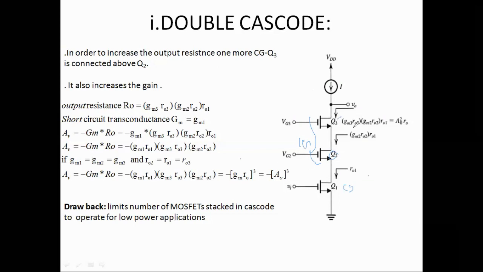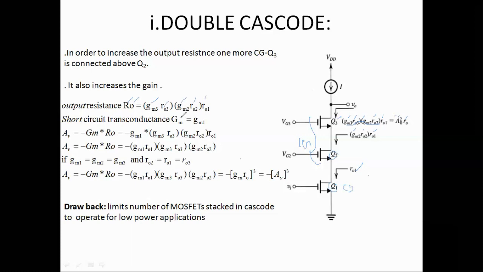Now let me calculate the output resistance looking at the drain of Q3. The output resistance of the common source Q1 is r01. The output resistance of Q2 is gm2 r02, the intrinsic gain, into r01. Now the output resistance at the drain of Q3 is the intrinsic gain of Q3, gm3 r03, into gm2 r02 into r01. This is the intrinsic gain of two MOSFETs, so A0 squared into r0.